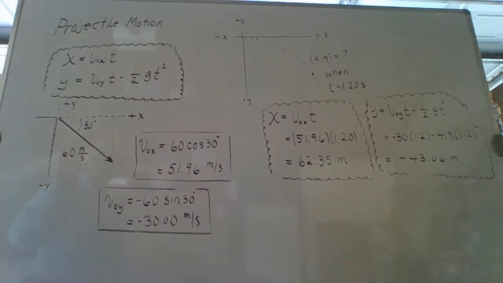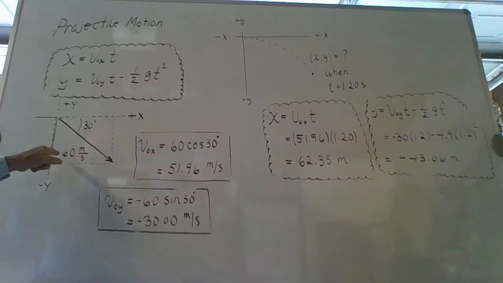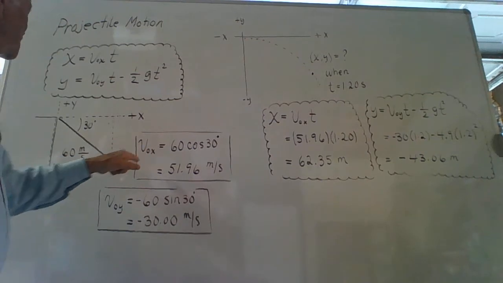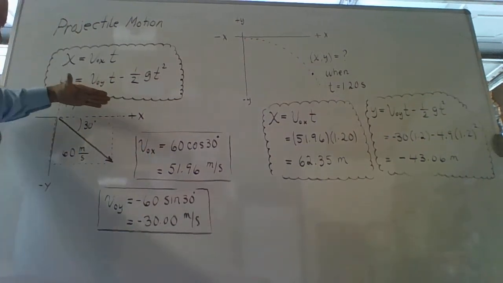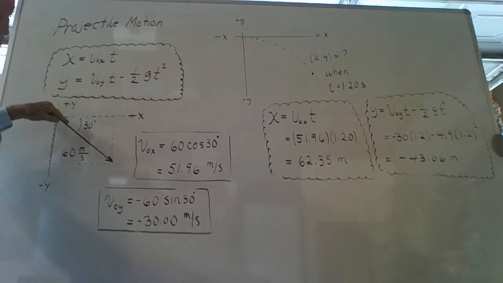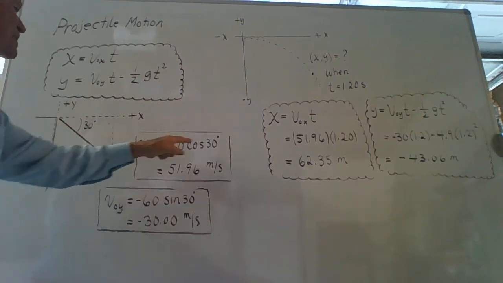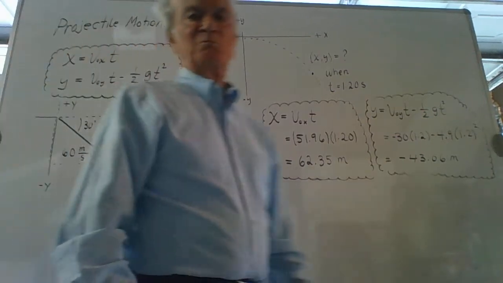But to do that, to get the x and y coordinates of the particle, we will need to know the x and y components of the initial velocity vector. Here then is SOHCAHTOA in action. The x component of this vector is the shadow it casts on the x-axis, which is this side there, which is hypotenuse 60 times the cosine of 30 degrees, 51.96 meters per second.